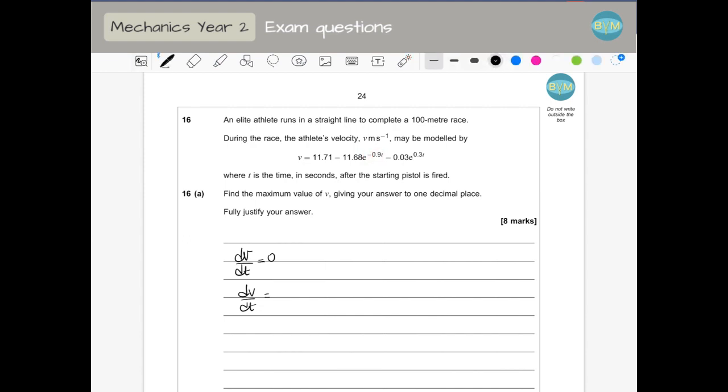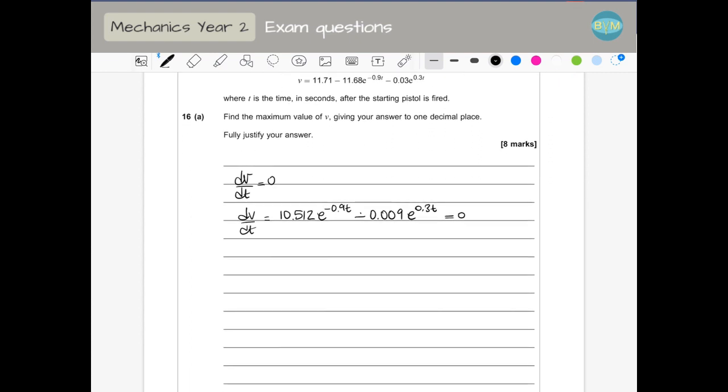So it becomes positive and is 10.512, and then e to the same power. And the next one is minus 0.03 times 0.3, which stays negative, sorry, and is minus 0.009 e to the same exponent. That's the derivative, and that's what must be equal to 0.